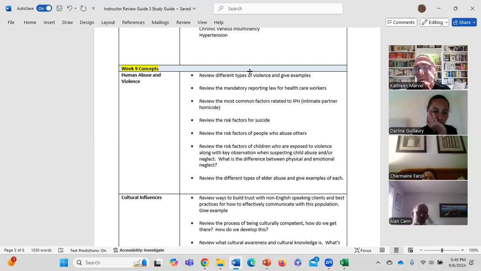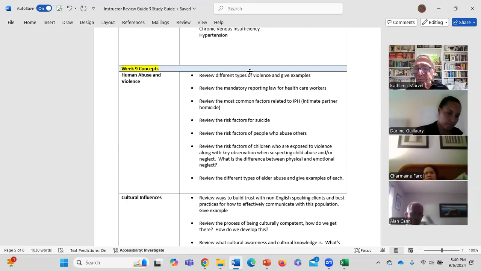What are some types of elder abuse? Financial, physical, emotional, withholding care, neglect. We can all talk about examples of each of those, right?